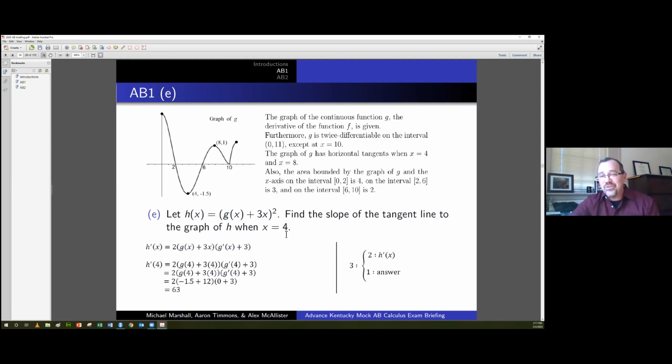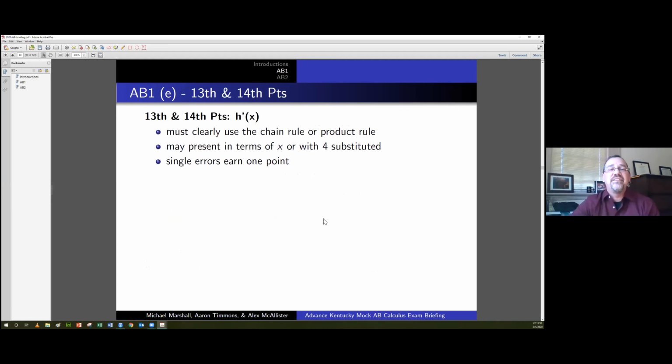We didn't ask for an expression for h prime of x, right? That's a landmark for us in trying to think about awarding partial credit. That's different than before, when we said, what's the expression for f of x? We haven't done that here. So we'll go ahead and allow them to substitute 4 inside there. And in terms of this derivative, single errors can earn 1 point.